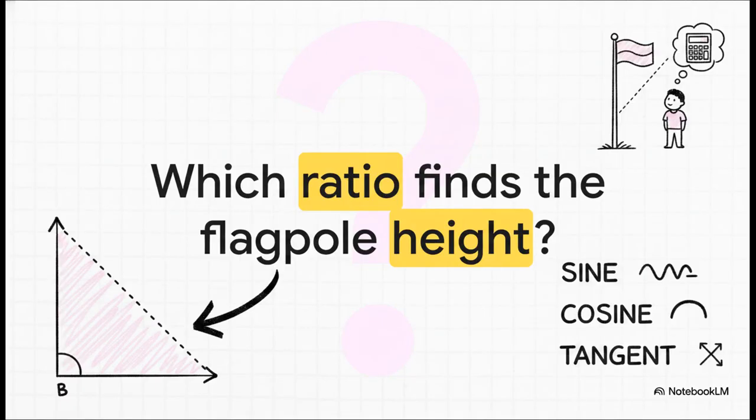Let's actually put this into practice. I want you to literally pause this explainer for a second and try this out. Imagine you're trying to find that flagpole's height. You know your exact distance from the bottom of the pole, which we'll call the adjacent side, based on where you're standing on the ground. And you also know the angle of elevation looking up at the top of the pole. So, which trigonometric ratio, sine, cosine, or tangent, do you use to find the height, which is our opposite side? Go ahead, pause the explainer, think it through, and come right back.